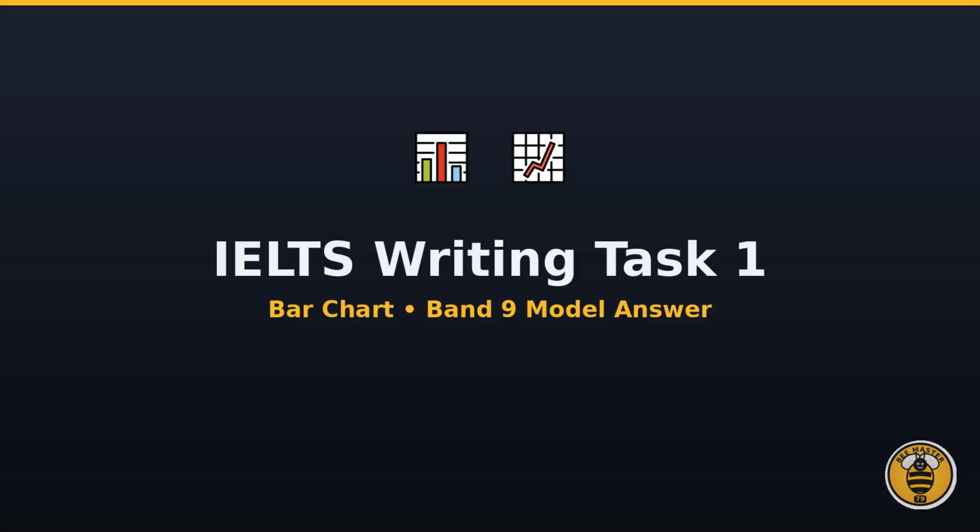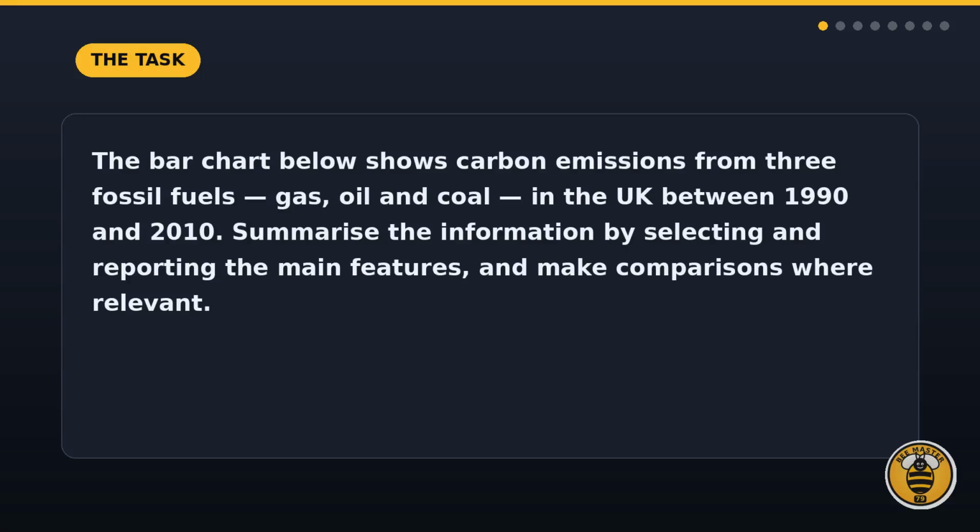Welcome to Master 79. In this lesson, we tackle an IELTS writing task 1 bar chart from reading the data to a full band 9 model answer. Here is the task. The bar chart shows carbon emissions from 3 fossil fuels, gas, oil and coal, in the UK between 1990 and 2010. We must summarize the main features and make comparisons where relevant.